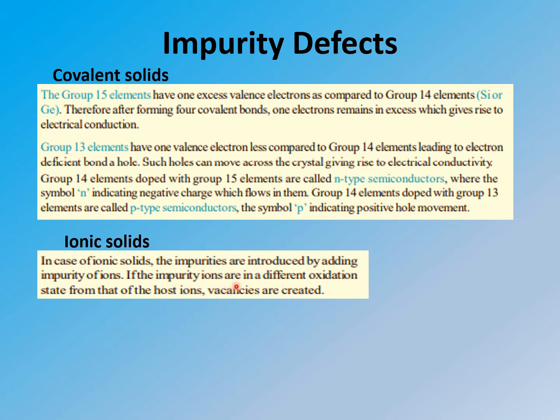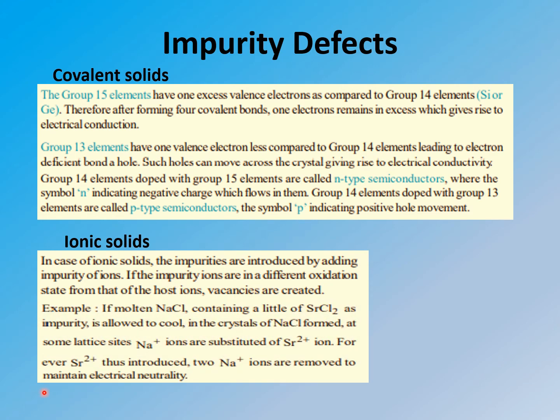This impurity is due to the different oxidation state forms of the host ion. The host ion will be in one oxidation state and the impurity in a different oxidation state. Because of that, a vacancy will be created. Let's see an example, then we'll come to know. If molten sodium chloride contains strontium chloride as an impurity, what will happen when you allow the sodium chloride lattice to cool?